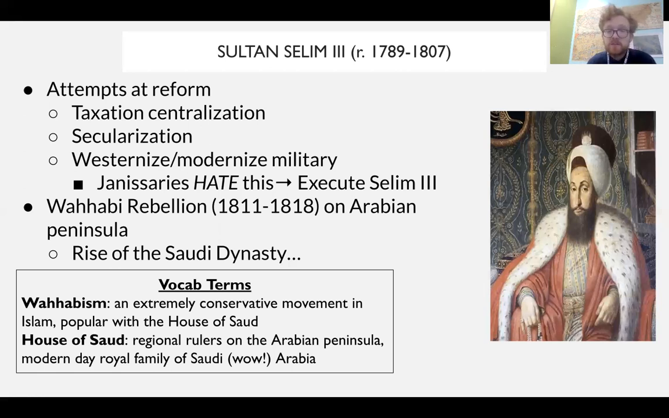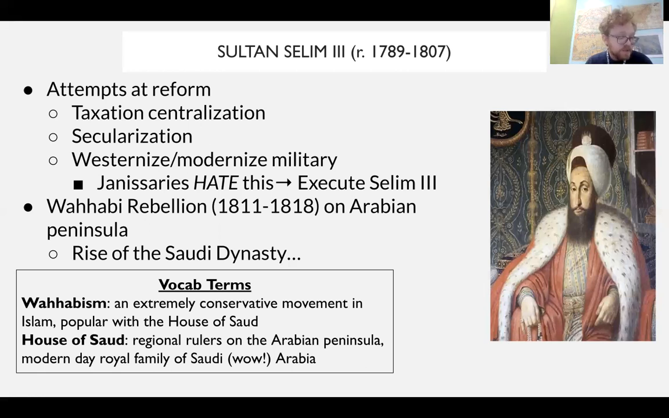So he is going to be deposed in 1807. There's going to be briefly another sultan, but he'll die. And we'll see the next sultan and his more successful reforms. But these attempts at reforms do face a conservative backlash, especially on the Arabian Peninsula among local leaders there.